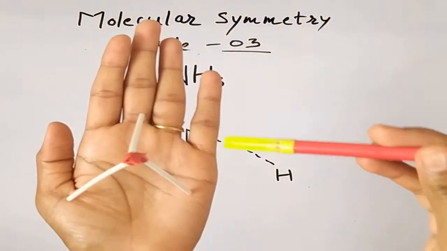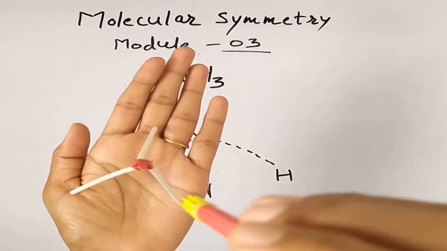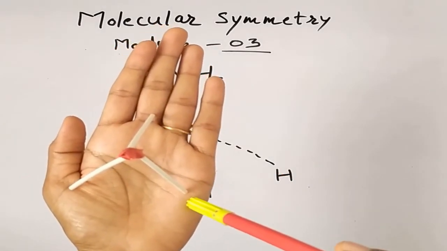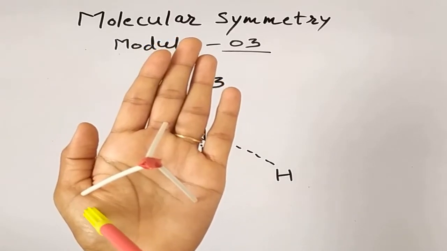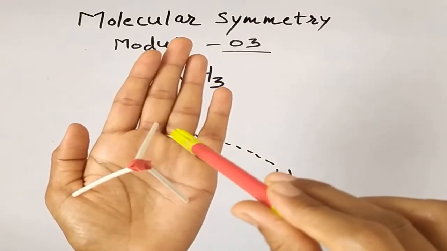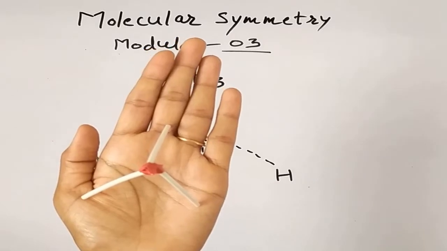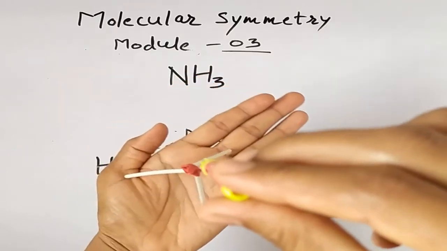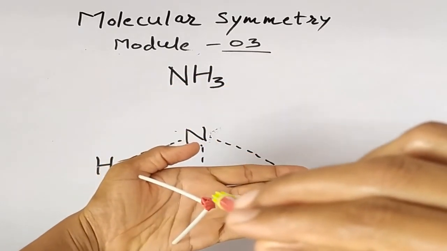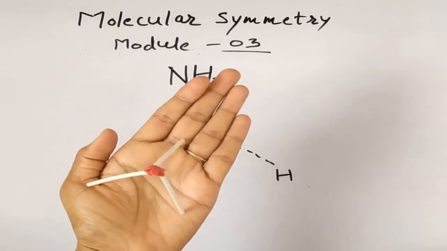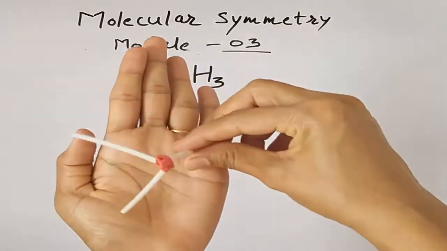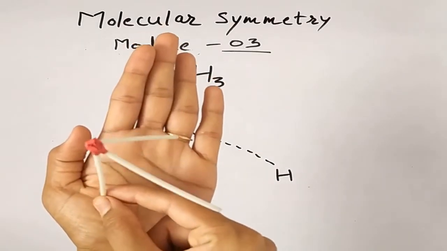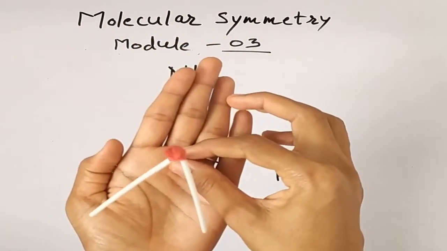Suppose it is H1, H2 and H3. After first rotation, what will happen? The H1 will be at the place of H2, H2 will be at the place of H3, and H3 will be at the place of H1 after first rotation. See, I have passed the rotational axis. This is the first rotation. Now I can't rotate my hand as much, but you can imagine after first rotation you will get the image like this. After second rotation, this, and after third rotation you will get the image like this.